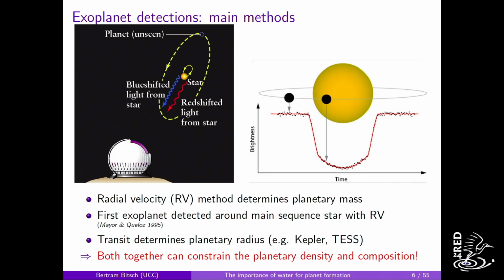Now, if you actually have systems where we can do both radial velocity and transit, we can actually calculate the planetary density. We just make the assumption our planet is a nice sphere. We have mass, we have radius, then we can calculate the mean density. And with this, we can get some sort of indication about the composition of the planet, as you will see in a few slides. Now, with these main methods, we can detect numerous exoplanets.